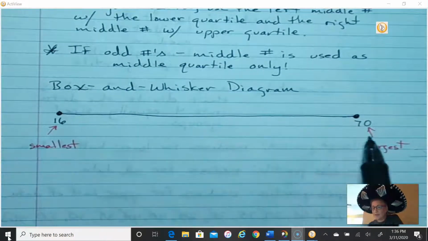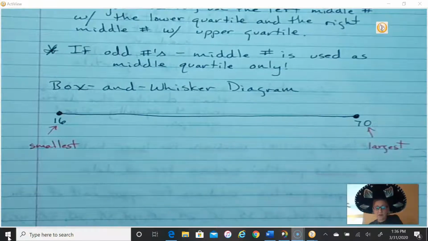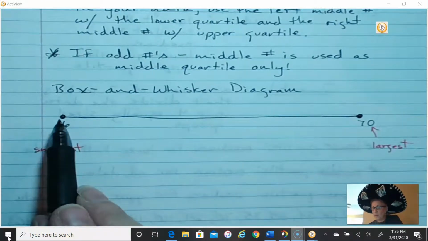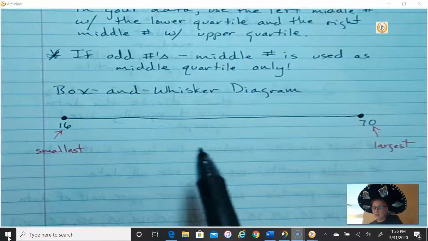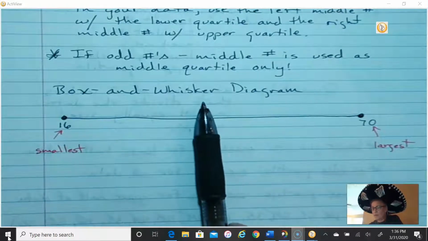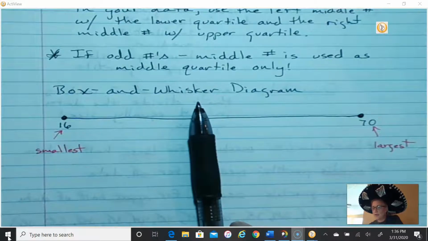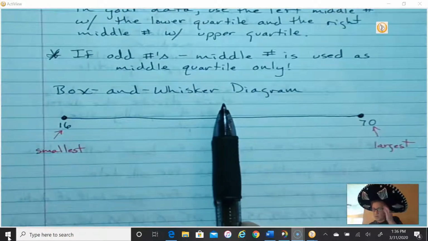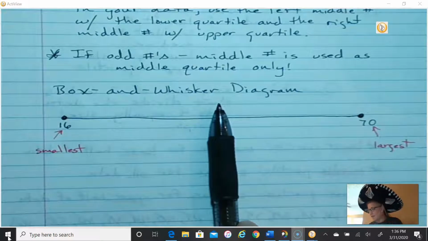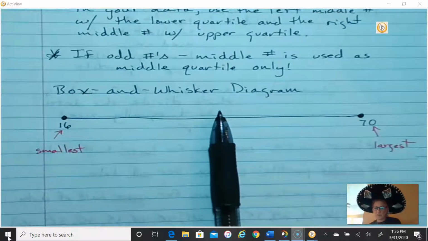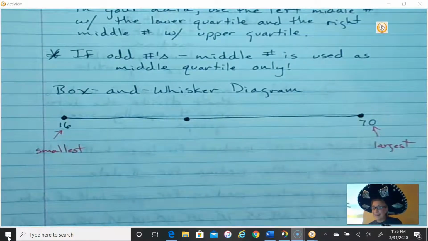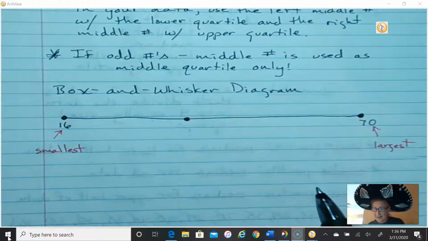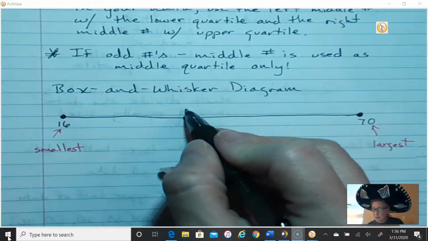Let's pretend this is 20 and that's 70. Where do you think it would go? If that was 20 and that was 70. You could say that here's the middle. So between 20 and 70, it'd probably be a little bit more than that. That'd be about 45, somewhere around there, okay? So I would say if the middle quartile is 39.5, it may go right about here. If you're not exact or perfect, it's okay. So this is your middle quartile.